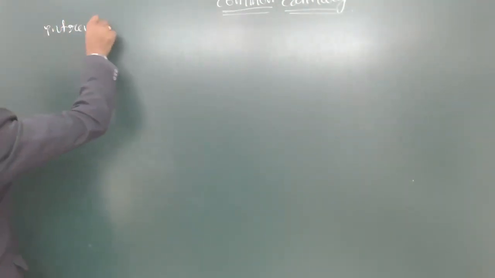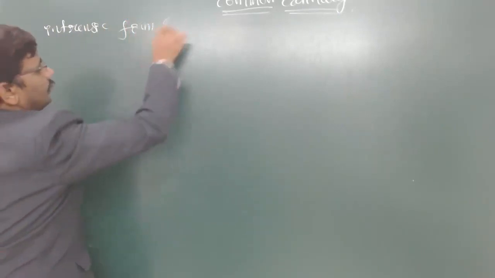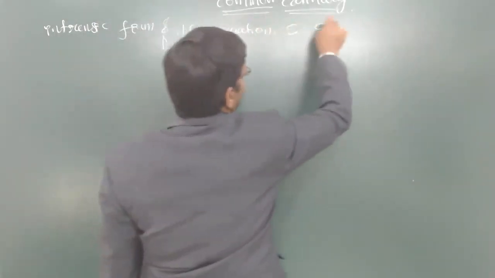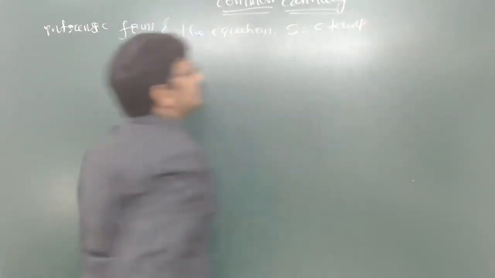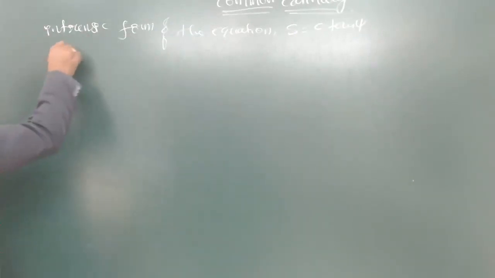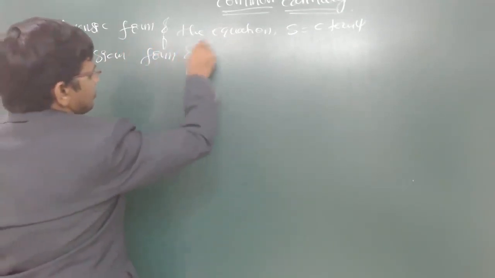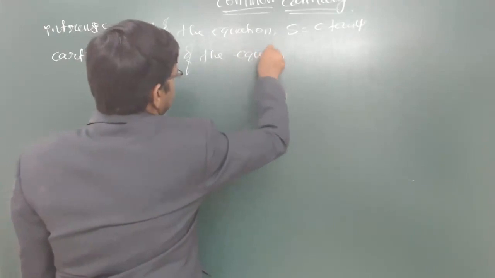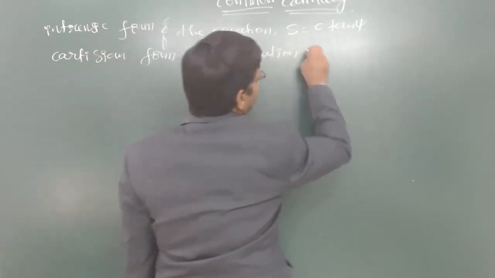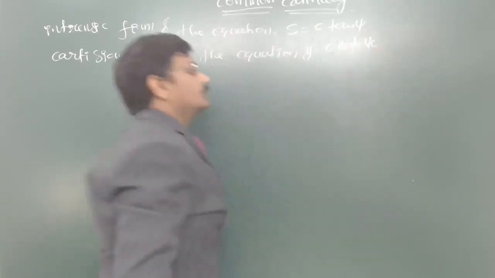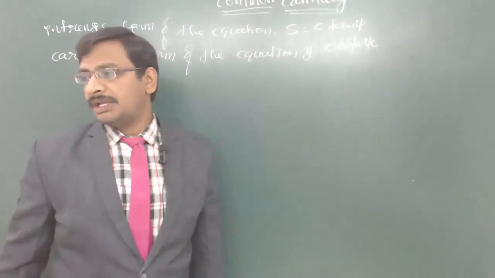Right? So the intrinsic form of the equation is S is equal to C tan psi. So this is the intrinsic form of the equation, and the Cartesian form of the equation is y is equal to C cosh(x/C). So this is the Cartesian form of the common catenary equation.